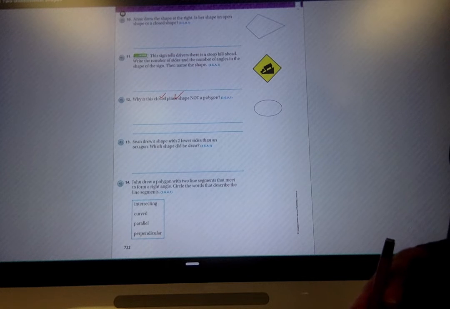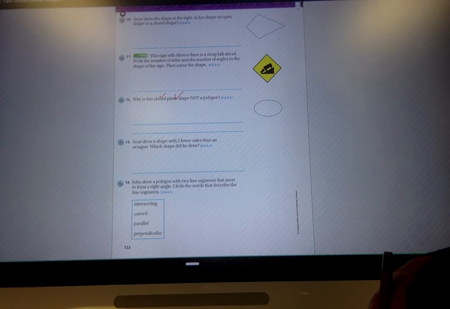If you need to go back and look at how many sides an octagon has, you may do that. But one of the most common octagons is the stop sign. If you can remember how many sides a stop sign has, and we want 2 less than a stop sign, what would we name that shape?